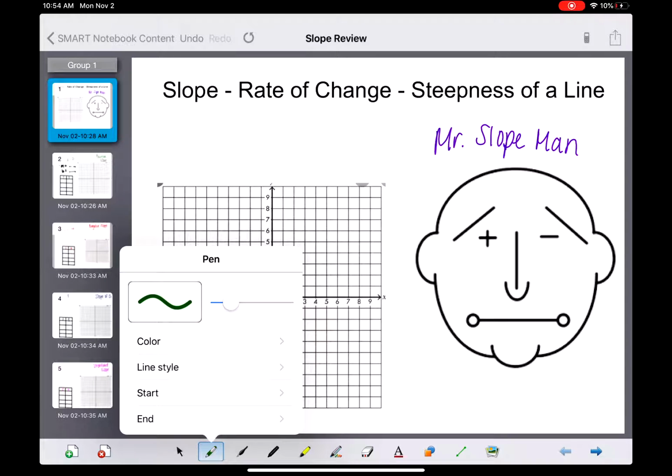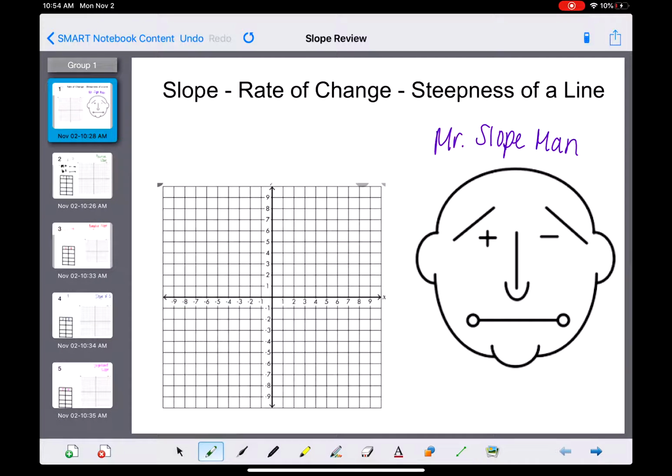This video is going to serve as a review of everything we've been doing in Chapter 3 with graphing lines, but our main focus that we want to take away from this is the idea of slope, the rate of change, the rise over the run, the steepness of a line. We really want to get down what the line is going to look like when the slope is positive.